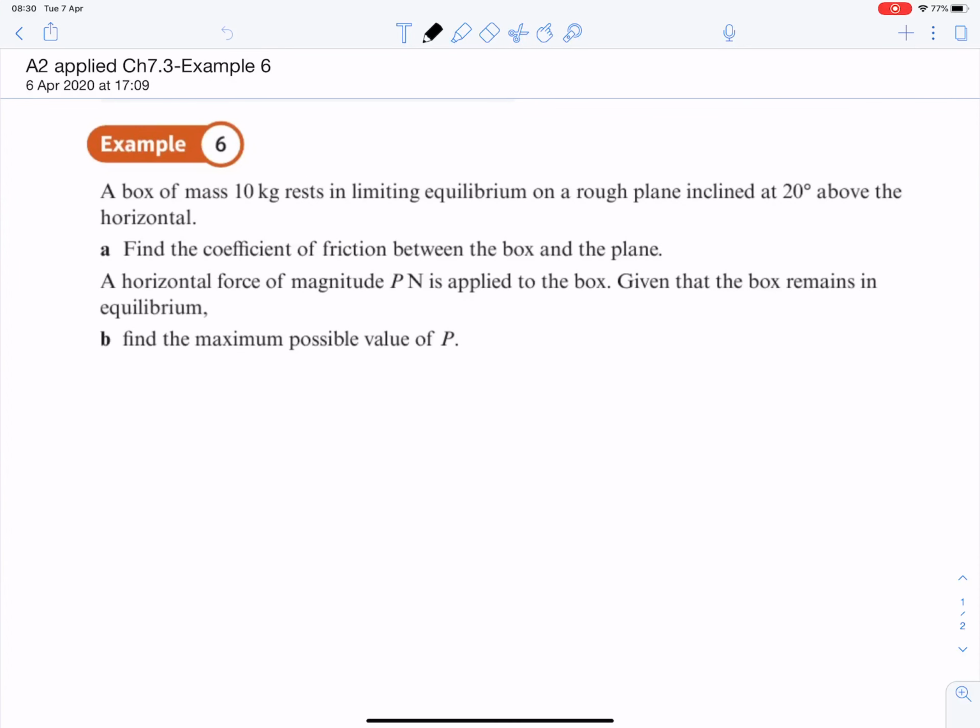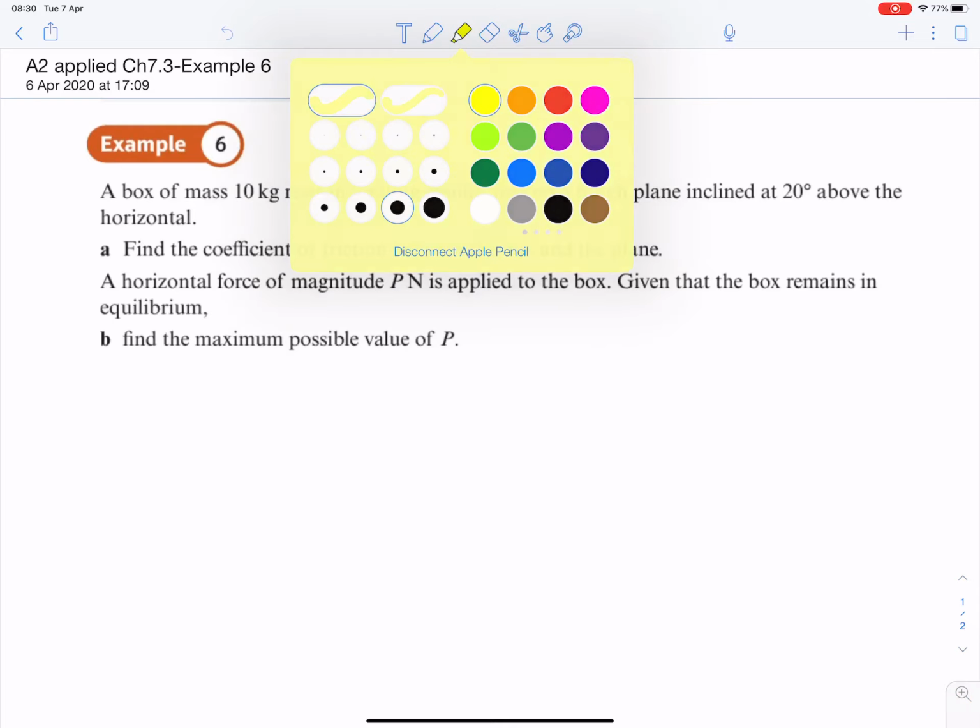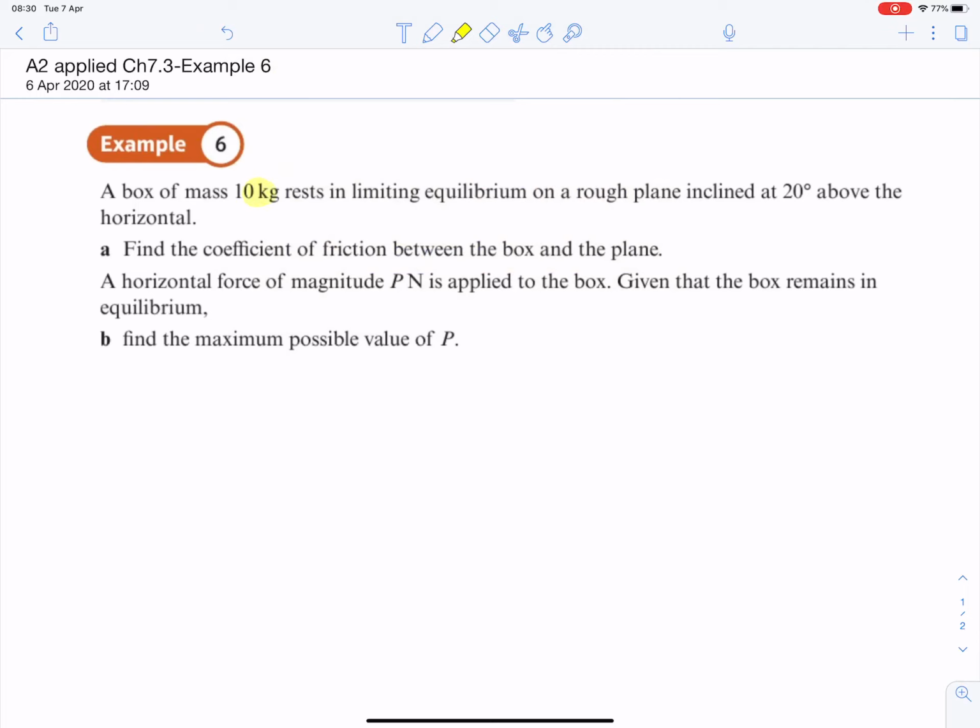Okay, so here we go. Example 6, usual routine. Let's go through and pick out the key information in the question. A mass is 8 kilograms. It's in limiting equilibrium, so it's on the point of slipping, on a rough plane, 20 degrees above the horizontal. Find the coefficient of friction between the box and the plane.